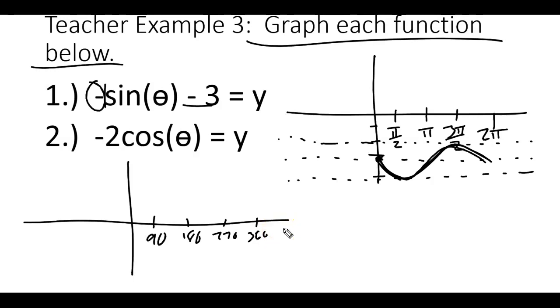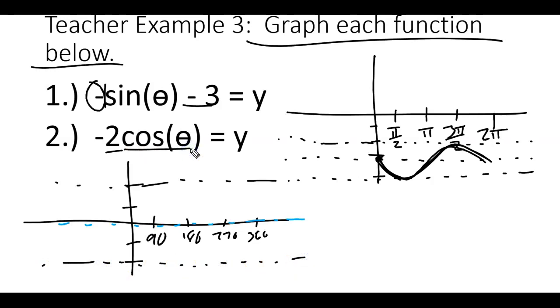So my midline, there isn't one there. And what do we say about that? When there's no midline, that means your midline is 0. So that means my midline is actually just going to be the x-axis itself. My amplitude here, however, is 2. So I'm going to go up 2 and down 2 from my midline. Find my max and my minimum. Now this is a cosine function. Usually cosine starts at the max, but in this case, since it's been reflected, it's going to start at the minimum. So up, down. There's my basic wave there.